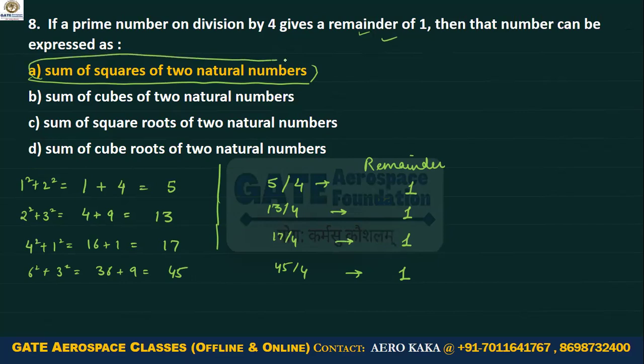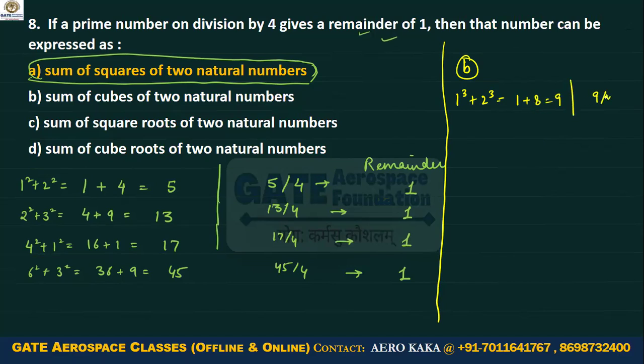What I have done is I have tried this option by option. You can try the other options as well, if you want more confirmation. Just as an example, I'm going to do it for option B, though I have understood that A is going to be the answer. So I'll find the sum of cubes of two numbers, that is 1 cube plus 2 cube, that is 1 plus 8 equals 9. Now 9 divided by 4 gives you remainder 1. So this situation is correct.